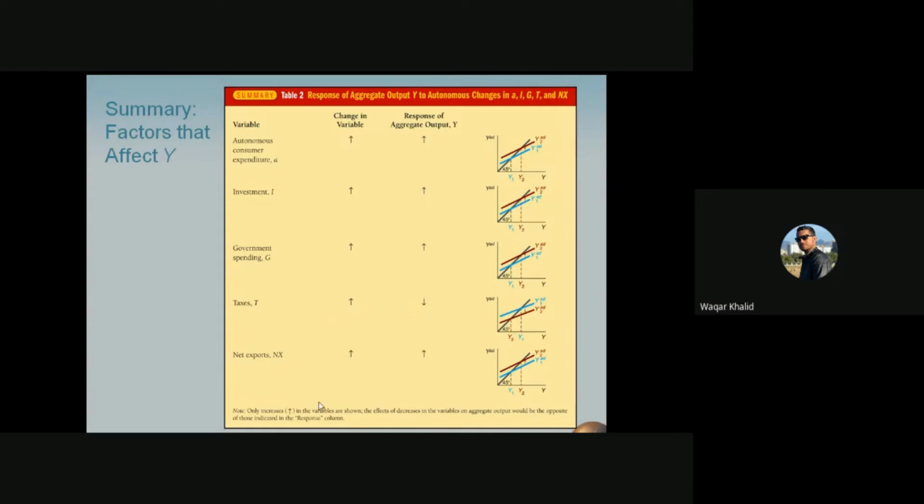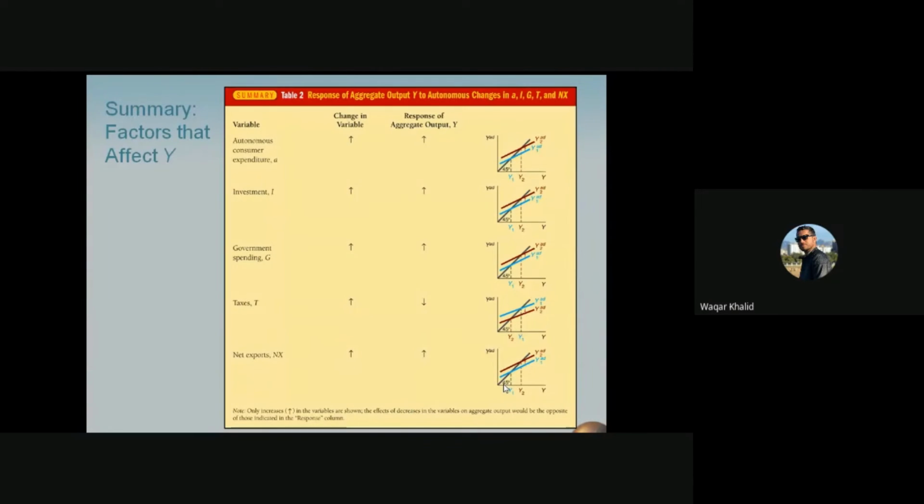And finally, look at the net exports. If the value of net exports increases, this will positively affect the aggregate output and the aggregate demand curve will shift from Y1 AD to Y2 AD and the output level will rise.